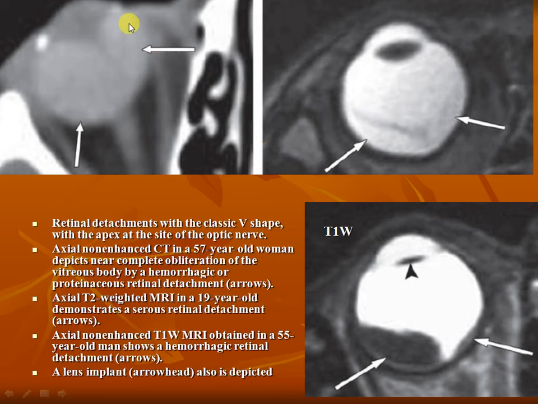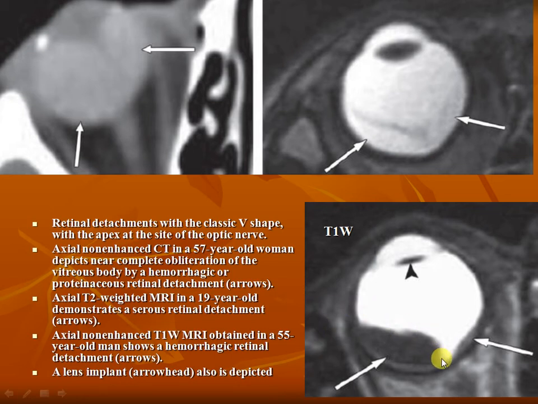You can see here, I don't know whether it's obvious on the viewer, but you can see there is some sort of V-shaped mass or bulging of the retina here. On this image it is very obvious. You can see here the apex at the site of insertion of the optic nerve.